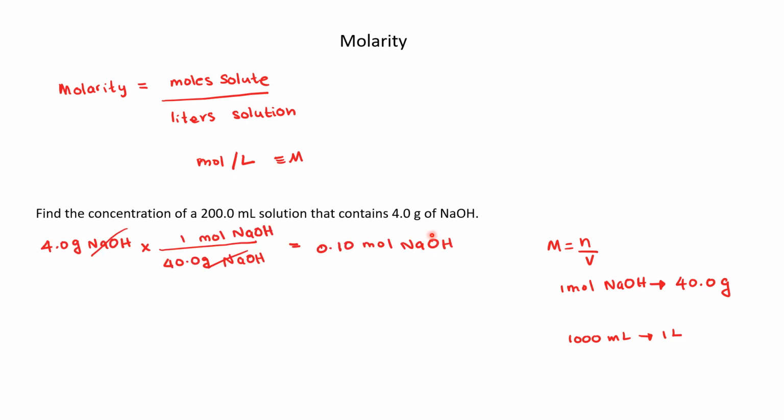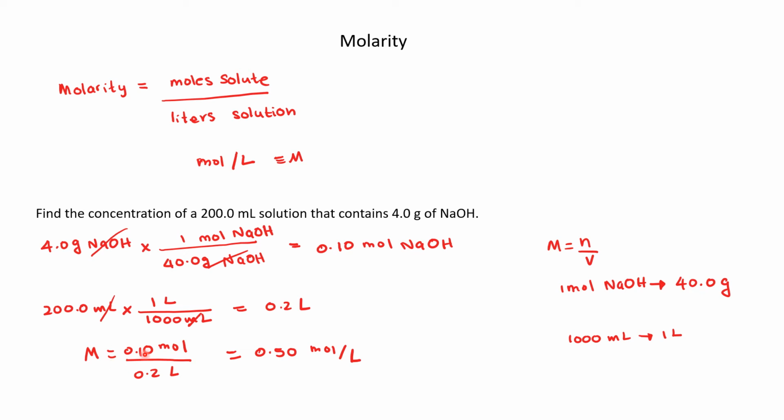Let's start with 4 grams, and we know the molar mass is 40, and we are going to use that information in a fraction in such a way that grams of sodium hydroxide cancels grams of sodium hydroxide. Now we have 0.1 moles of sodium hydroxide. Next, we are going to convert the milliliters to liters. We know 1000 milliliters equals 1 liter. So we have 0.2 liters. Now we are going to find the molarity, number of moles divided by the volume in liters. So the molarity of this solution is 0.50 moles per liter.